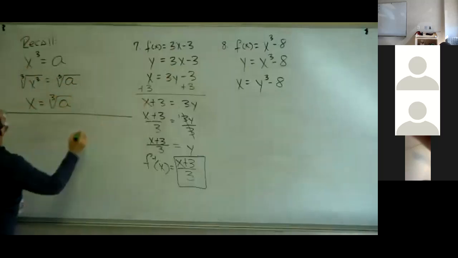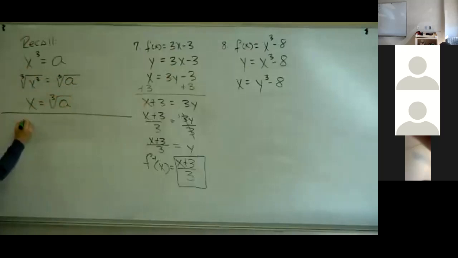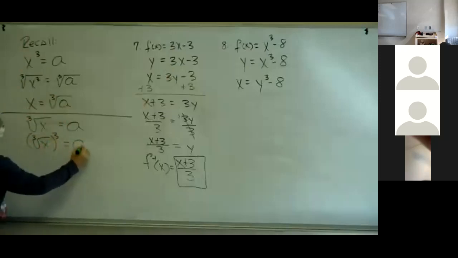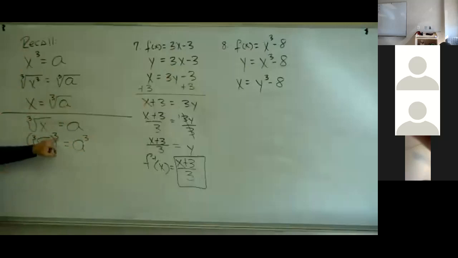Also, what if I had the cube root of x equals some a? And I want to solve this for x. Well, if radicals undo exponents, then exponents are going to undo the radicals. So what I'll do is raise each side to the third power, and that would equal a to the third power. So this exponent now cancels the radical, and you're left with x equals a to the third. So remember, exponents undo roots, and roots undo exponents. Okay.